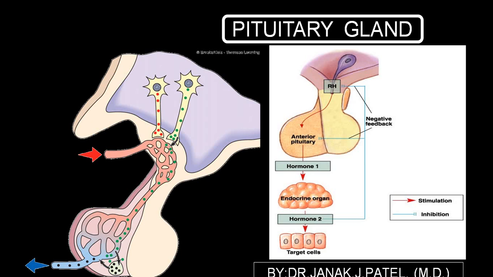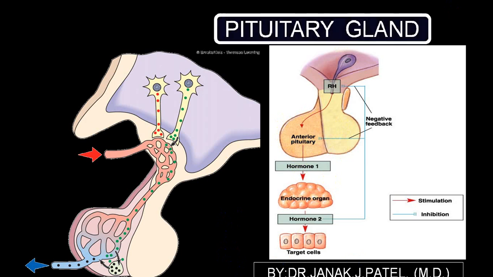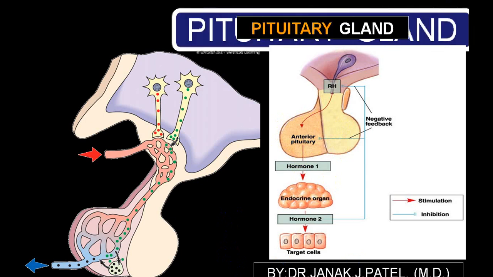So you know the pituitary gland is divided into two, anterior pituitary and posterior pituitary, or we call adenohypophysis and neurohypophysis. So we are going to talk at present regarding the anterior pituitary. The pituitary gland is also called the master gland because it secretes a lot of hormones which have an effect on multiple target organs, almost a good number of the endocrine system.